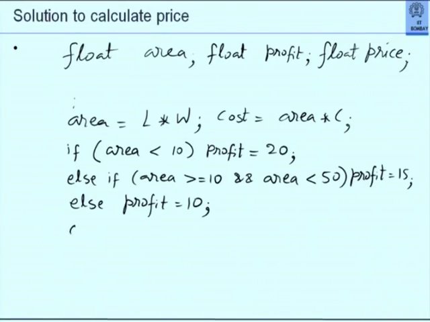Now what will you do? You will first calculate cost as equal to whatever C, oh, that you have already calculated. So what will be the price? Cost into 1 plus profit by 100.